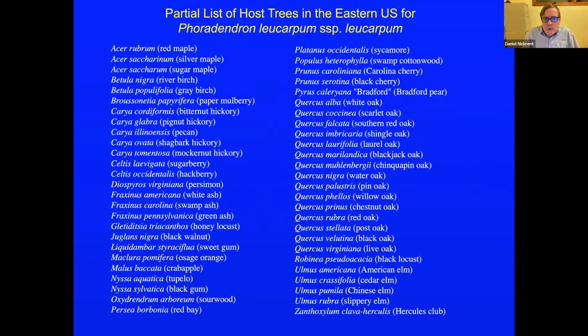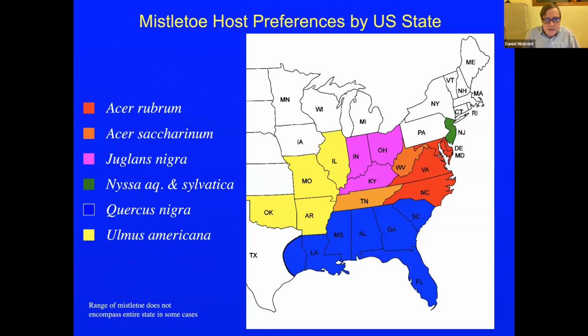The host range in Phoradendron is broad. This is a partial list of the things that it grows on. But what's really weird about it is it doesn't grow on everything everywhere. It has preferences. So in my neck of the woods, it loves elm and actually red maple. But look at green, New Jersey, it seems to like Nyssa. Virginia, it loves Acer rubrum. And down in the South, it loves oak, Quercus nigra, the water oak.